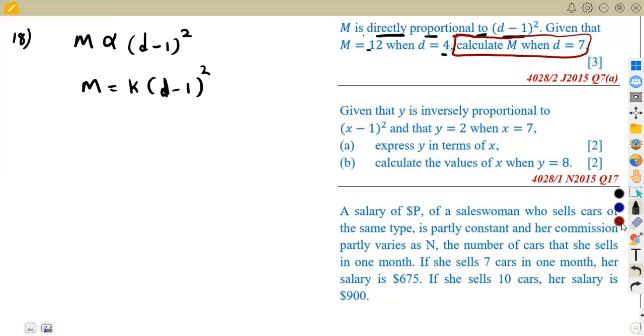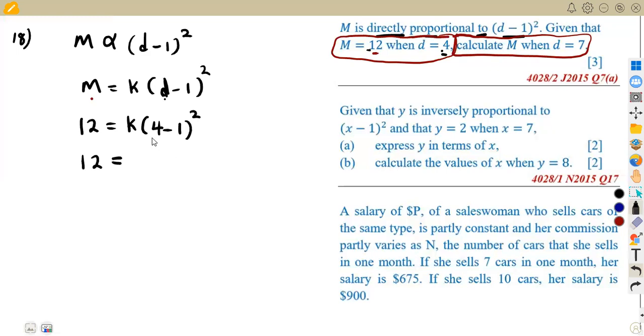Which information are we using now? The first part, where you are given the value of m and the value of d at the same time. So m there is given as 12. So that means we are going to substitute: 12 is equal to k into d minus 1 squared. Our d is given as 4. So it's going to be 4 minus 1 squared. So meaning to say here we're going to have 12 is equal to 4 minus 1, that is 3, then squared. So 3 squared, which is 9. So we are going to obtain 9k.